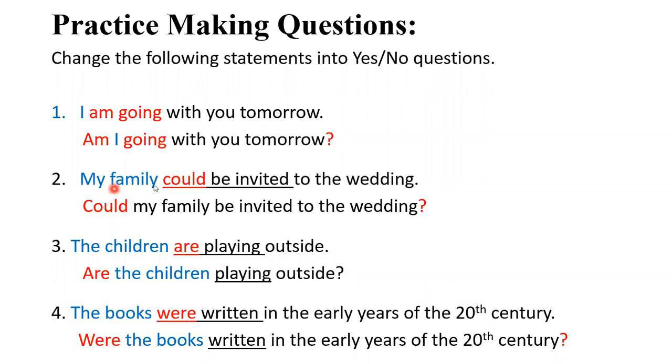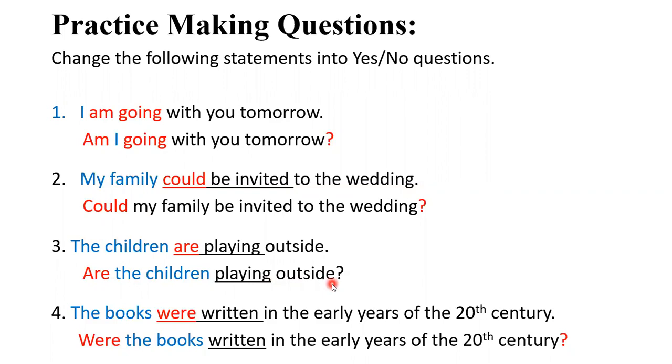Second question, my family could be invited to the wedding. The verb is could be invited. The first helping verb is could. So I have to move could before the subject. Could my family be invited to the wedding? Notice the question mark. Number 3, the children are playing outside. Are playing. Here I have the helping verb are, and I bring it before the subject to make the question, are the children playing outside?